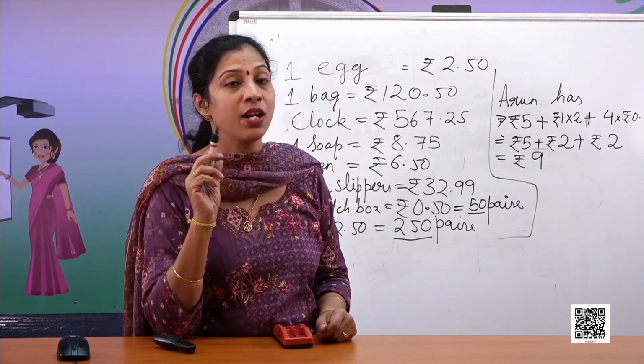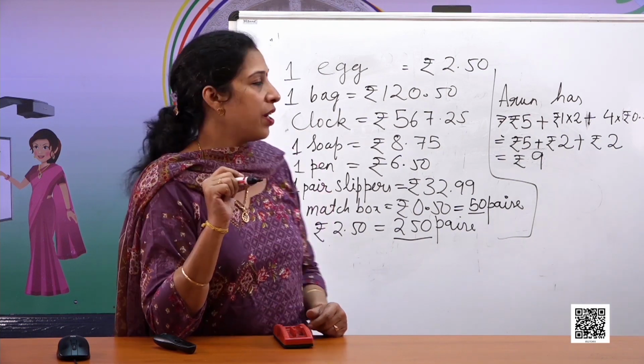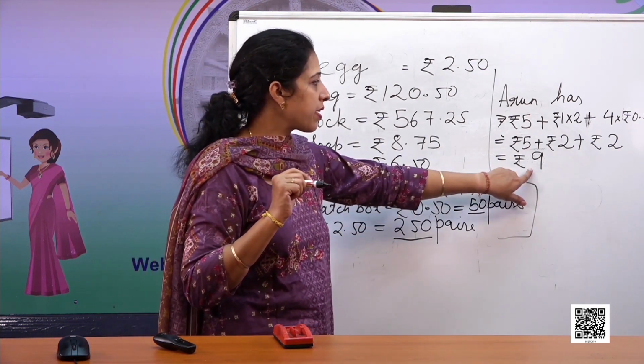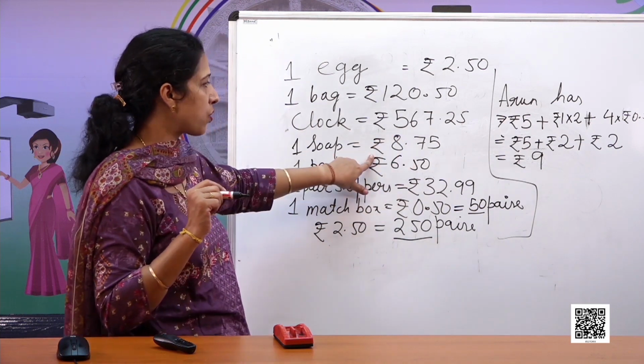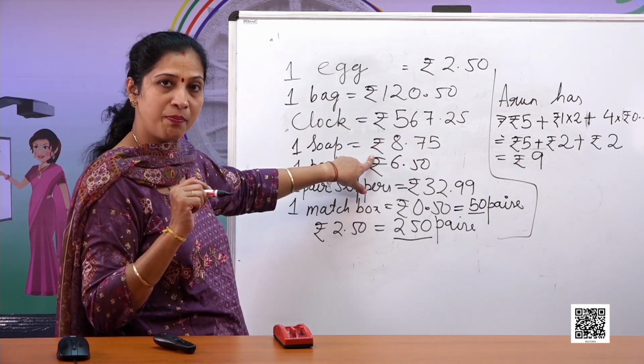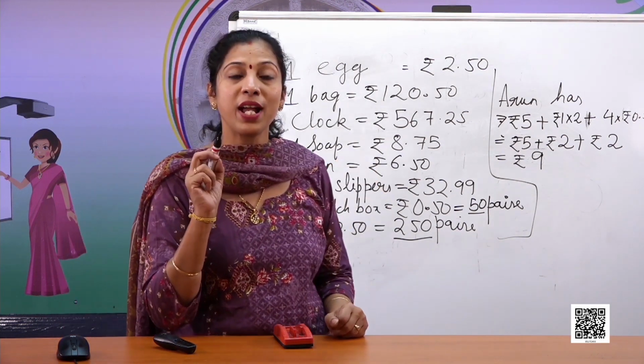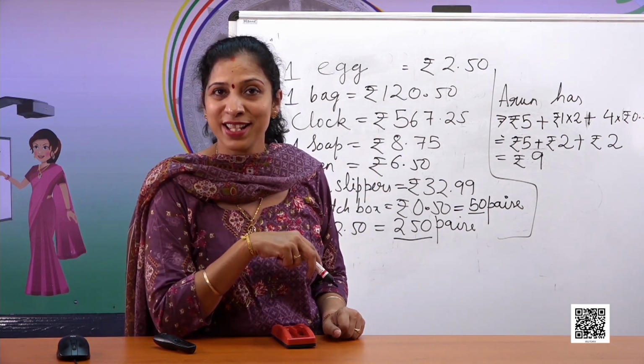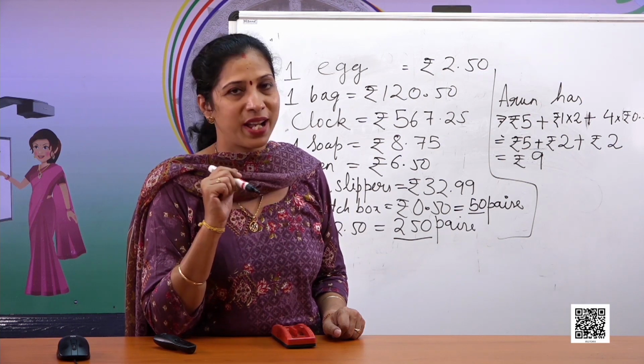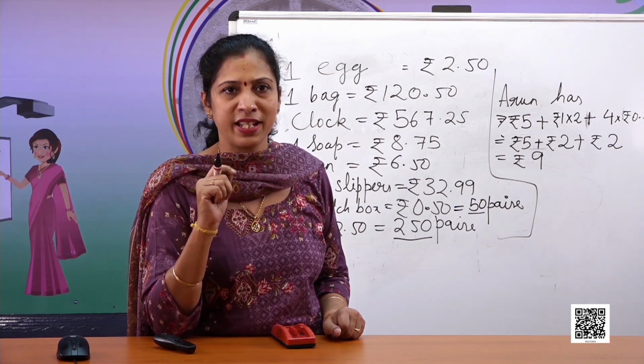So similarly, which operation will you do now? Arun has 9 rupees. He has to buy a soap of 8 rupees 75 paise. How much money will he get back? You have to subtract and find out the answer on your own. You can find it out very easily.